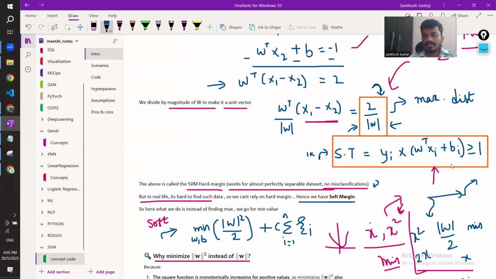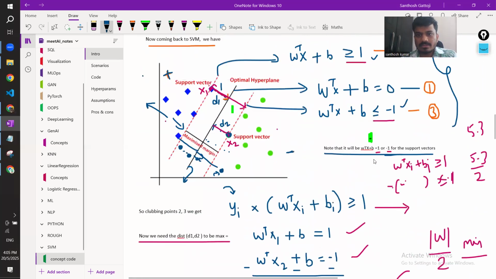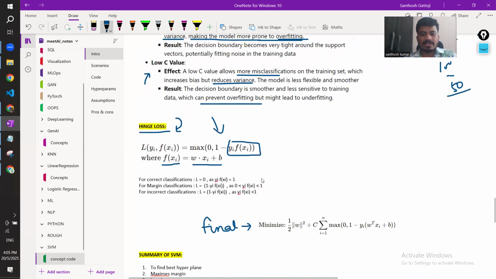We have this condition, right? We clubbed these two conditions, two and three, and got one equation: yi into (w transpose x plus b). He has written the same thing in this form. He considered wx plus b as f of x, and that is what we are doing with yi. If you don't want that, it is directly wx plus b. Clear? Fine.